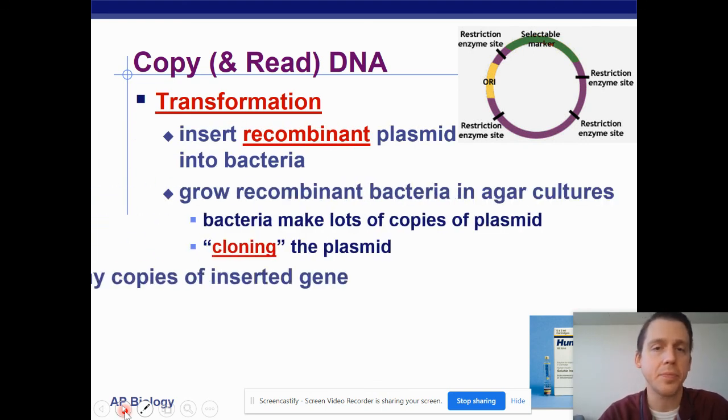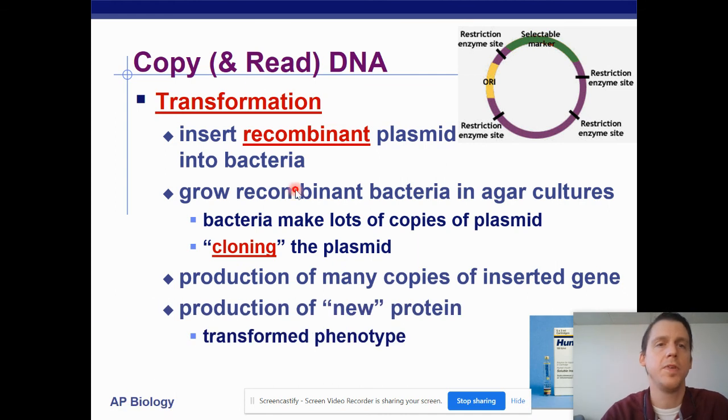Okay, so to review, basically, we can insert a recombinant plasmid into a bacteria. We've used restriction enzymes to do this. Then we can grow the new bacteria in a petri dish. The bacteria is going to copy its plasmids, basically cloning the plasmids. The bacteria is also going to reproduce. And basically, we end up with many copies of that gene that we just inserted, and we're going to make a lot of the new protein.